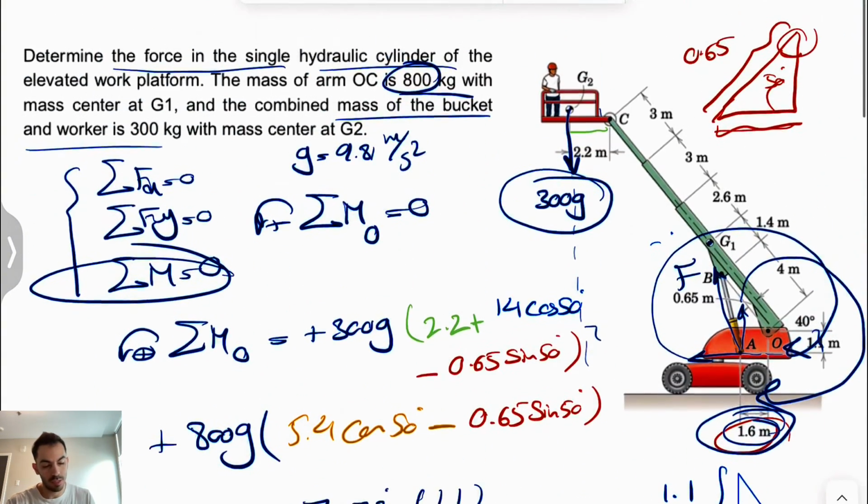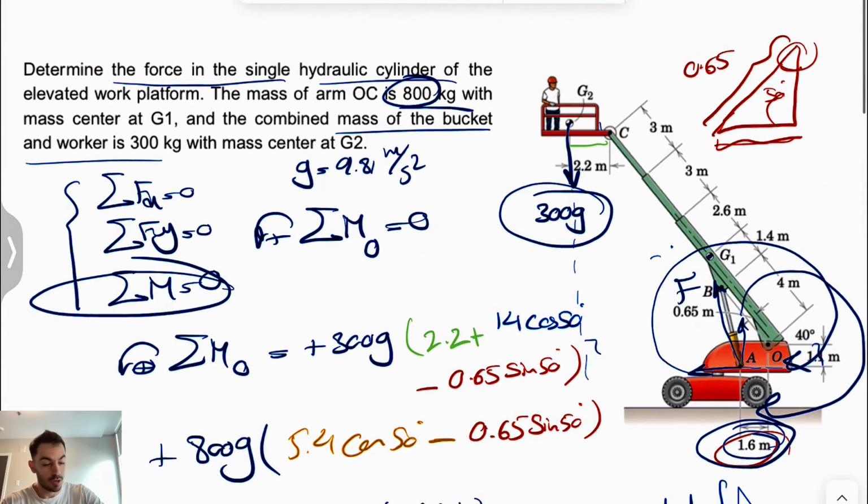Hope everything was clear. There's a lot of details in this question that we need to watch for. If you guys understand this question fully, you should be more than good in static questions and the concept of 2D moment and the equilibrium.